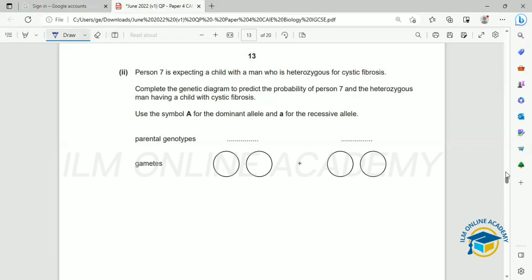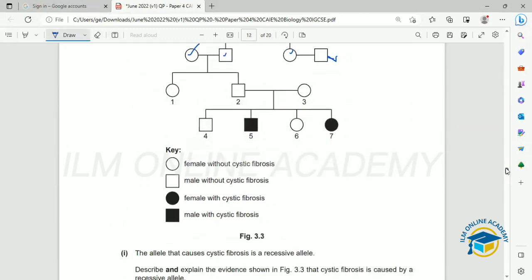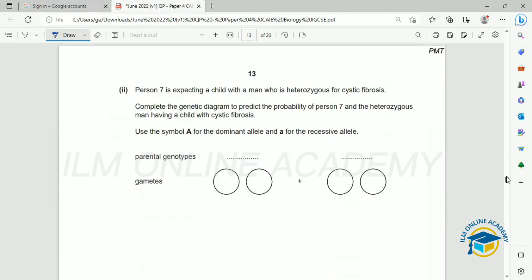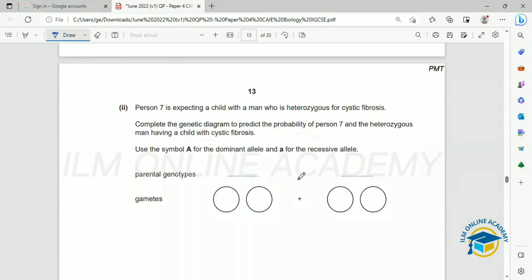Okay, so let's see person 7 first. Person 7 is the one who has got cystic fibrosis, right? So person 7 is supposed to have cystic fibrosis, right? And complete the genetic diagram to predict the probability of person 7 and the heterozygous man having a child with cystic fibrosis. Use the symbol A for the dominant allele and a for the recessive allele.